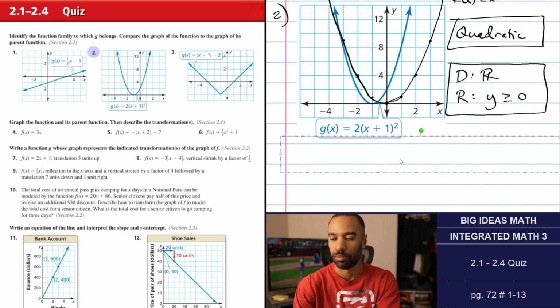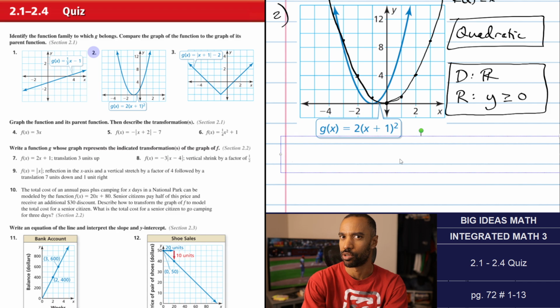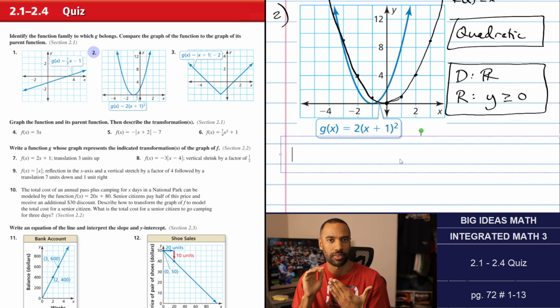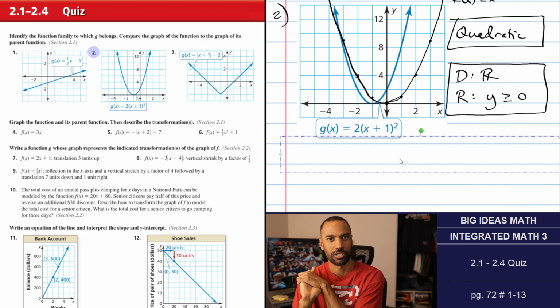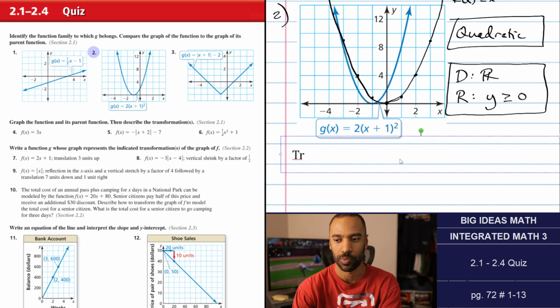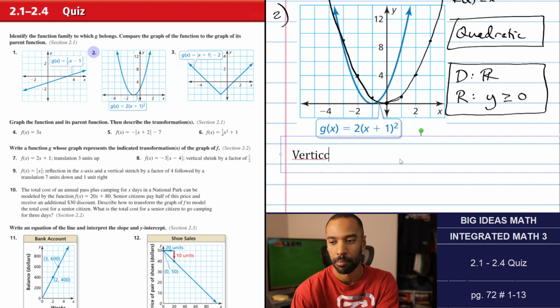Now the 1 is the translation, but you don't translate first, so to speak. You want to talk about the stretches and compressions and reflections and stuff first, and then we want to talk about translation second. So the first thing we're going to say is we translate, excuse me, I just said we don't do that first. We vertically stretch by a factor of 2.